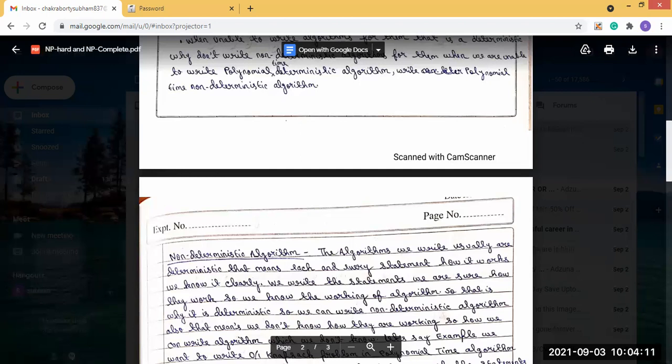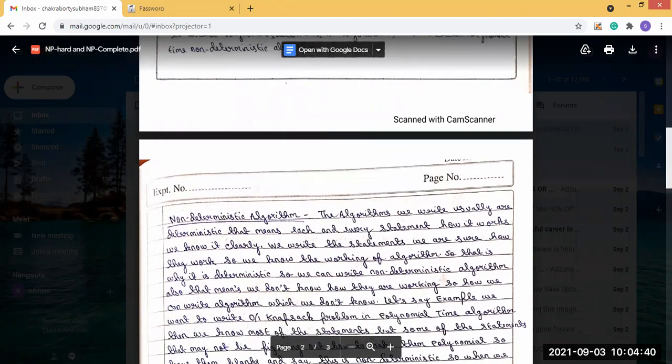So we can write a non-deterministic algorithm also. That means what? Non-deterministic means we do not know how they are working. If we do not know how the statements are working, we are writing the statement, but we do not know how they are working. So how are we able to write an algorithm which we do not know? How can we write the algorithm?